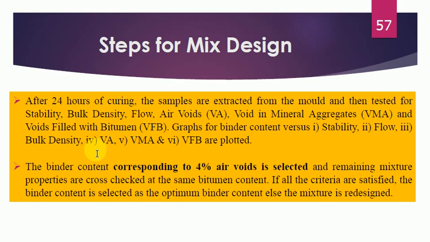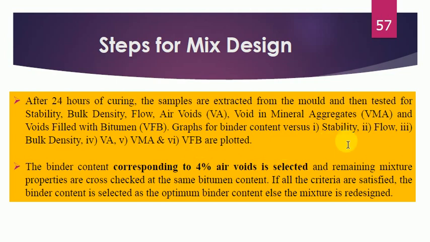So with that apparatus we can calculate the value of stability and flow. After getting the values we have to plot certain graphs: the 3 bitumen contents we have selected versus stability, again the 3 bitumen contents versus flow, and then the 3 ranges of bitumen content versus bulk density, the air void, the VMA, that is void in mineral aggregate, and VFB, void filled with bitumen.